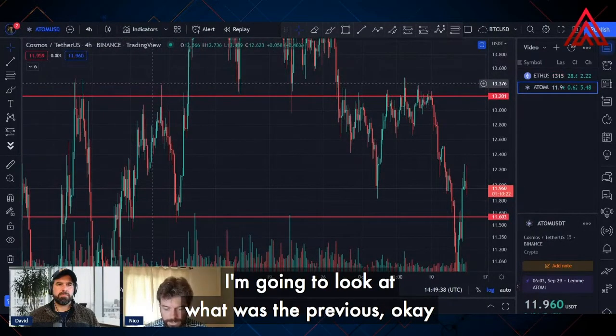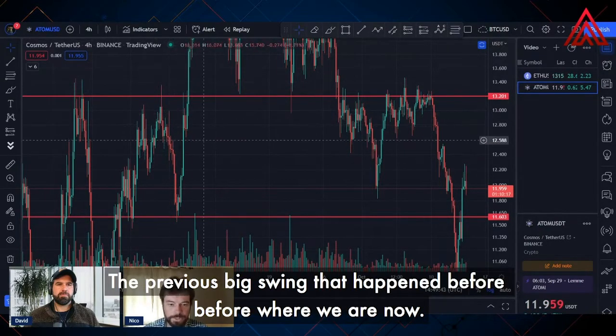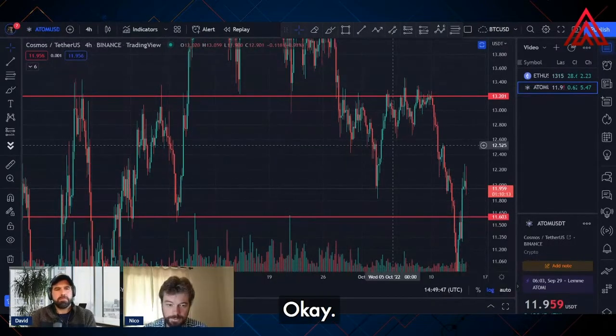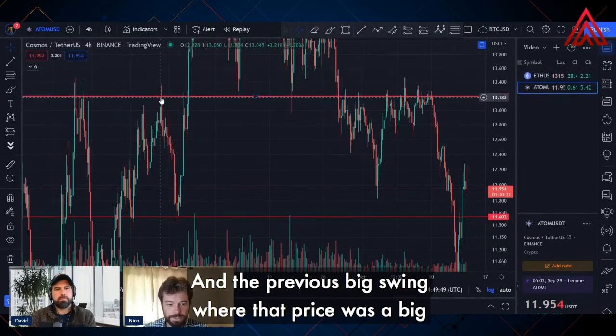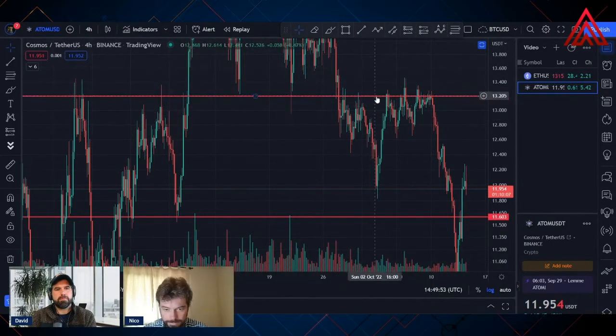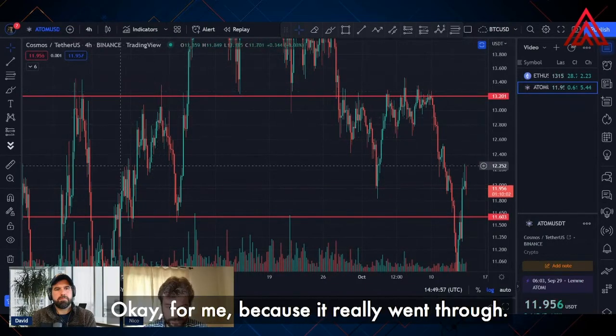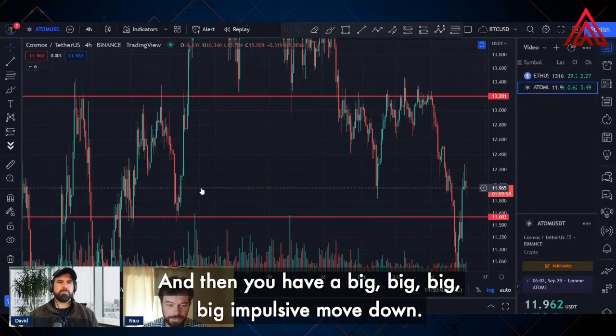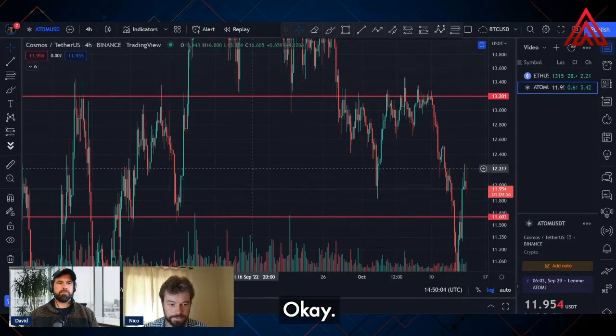basically, I'm going to look at what was the previous big swing that happened before where we are now. Okay. And the previous big swing, where that price was a big resistance, is going to be around there, okay, for me, because it really went through and then you have a big impulsive move down. Okay.